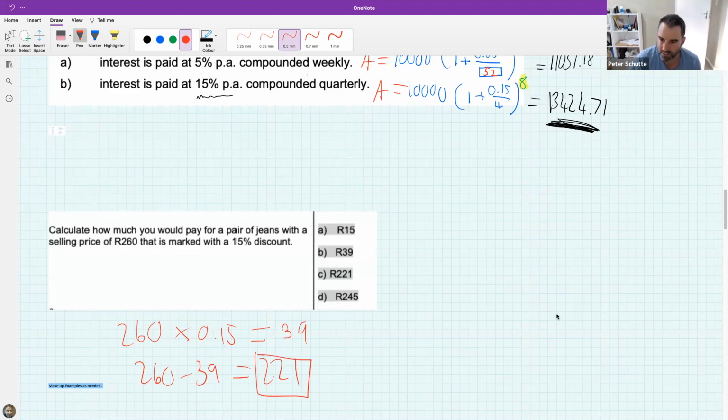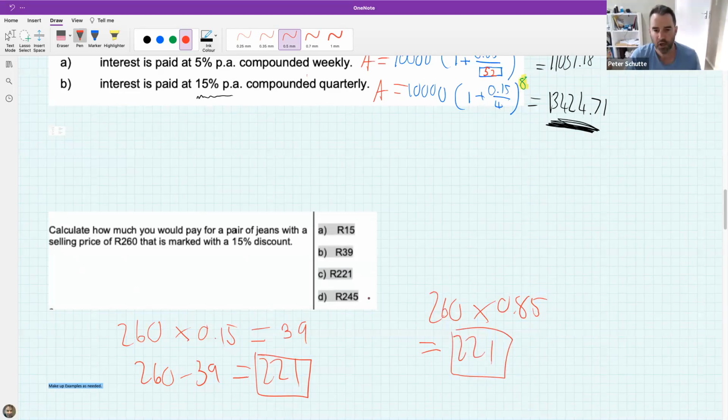Or for the real sneaky ones amongst you, what you could do is times this by 0.85, and that would also give us the same answer, which is 221. Whenever they say markup or discount, it's important that you can carry out this sort of calculation, and it's just going to be 221, which is C.